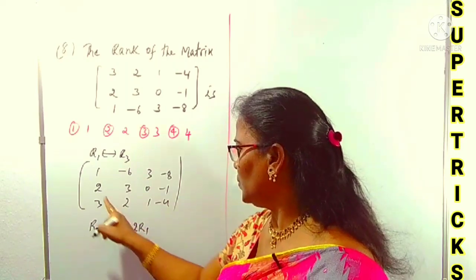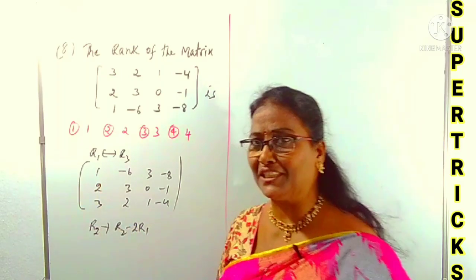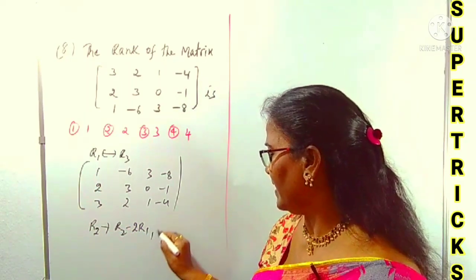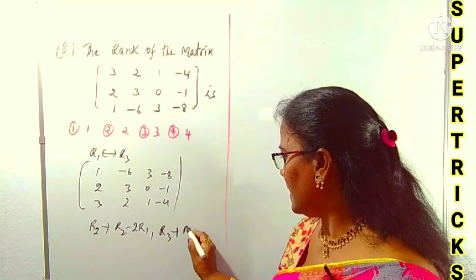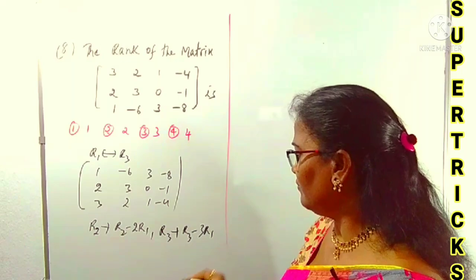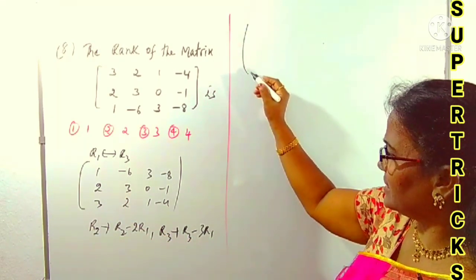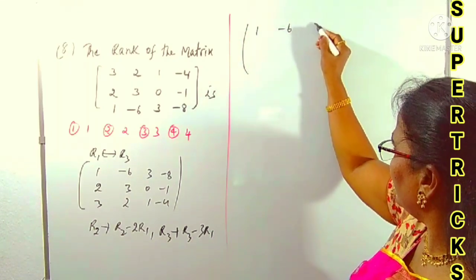You know already here 2 is there. If you multiply, this is 2, 2 minus 2 is 0, then this element becomes 0. Like that you have to think. Then in the same way, R3 replaced by R3 minus 3R1. Both we can do in the same step also. That is very easy. The next step is 1, minus 6, 3, minus 8.